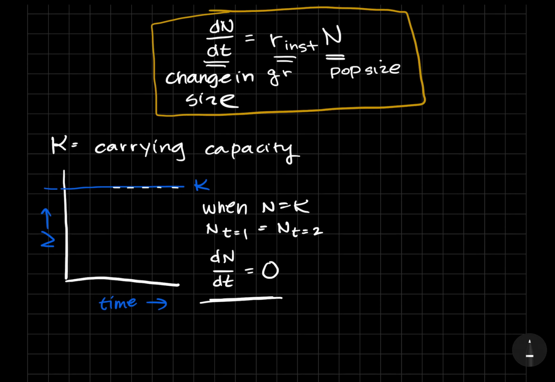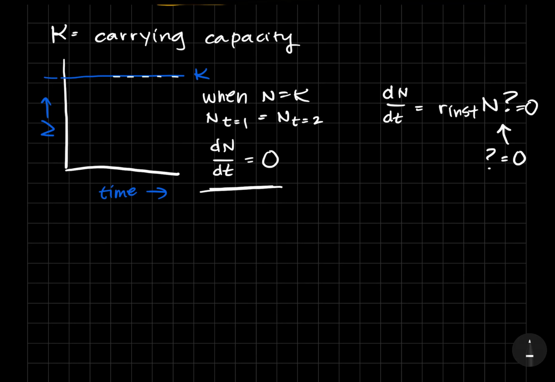So how do we make r inst times N, what can we multiply that by to make it into 0? Well, we can just multiply it by 0. That's our easiest solution. So if we want dN over dt equals r inst times N times a mystery term to equal 0, all we have to do is make that mystery term equal to 0. So let's come up with a term that does just this. The term that we end up coming up with is this one, our new term. So our mystery term is going to be K minus N over K: our carrying capacity minus the population size, divided by our carrying capacity. Now this is going to get us 0 when K equals N.